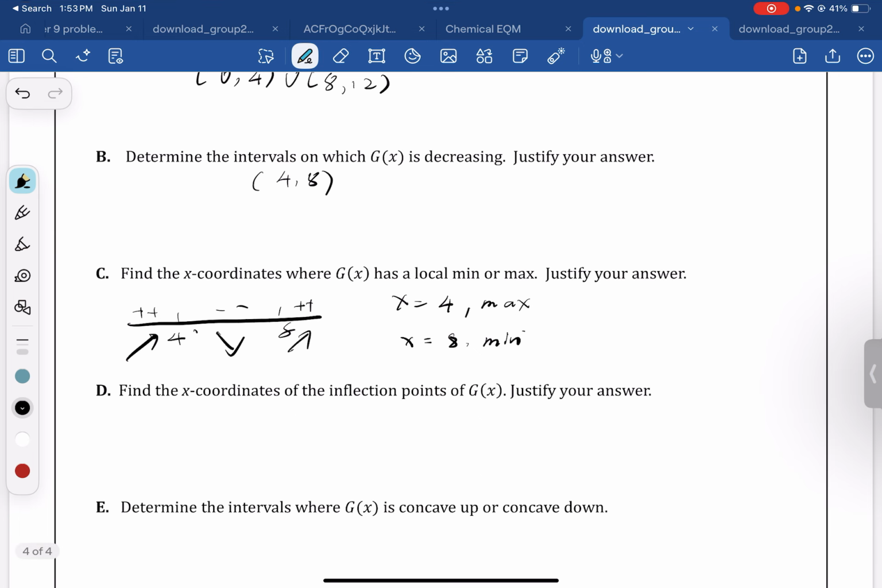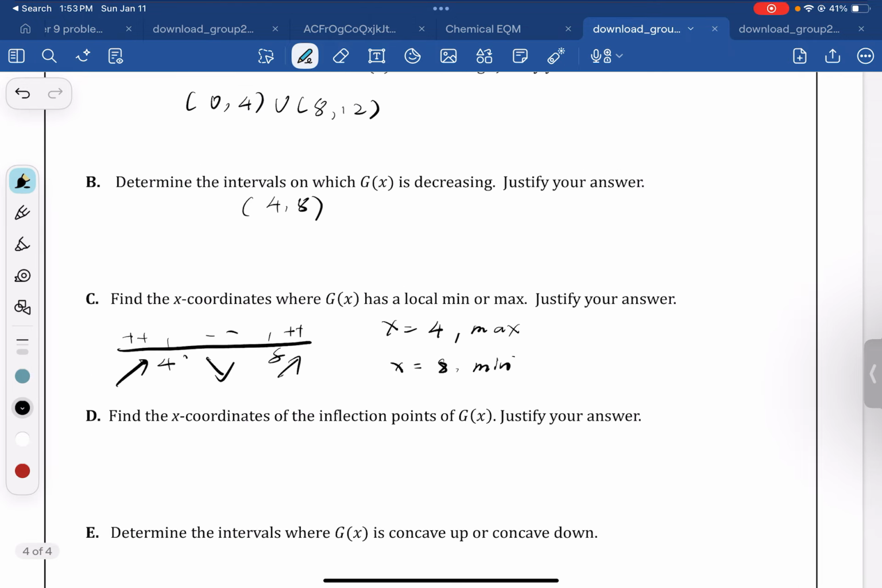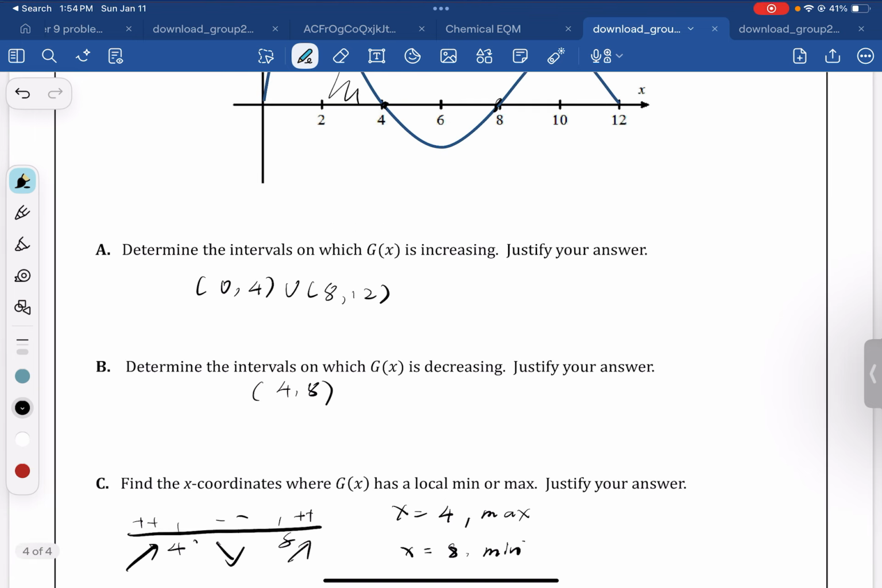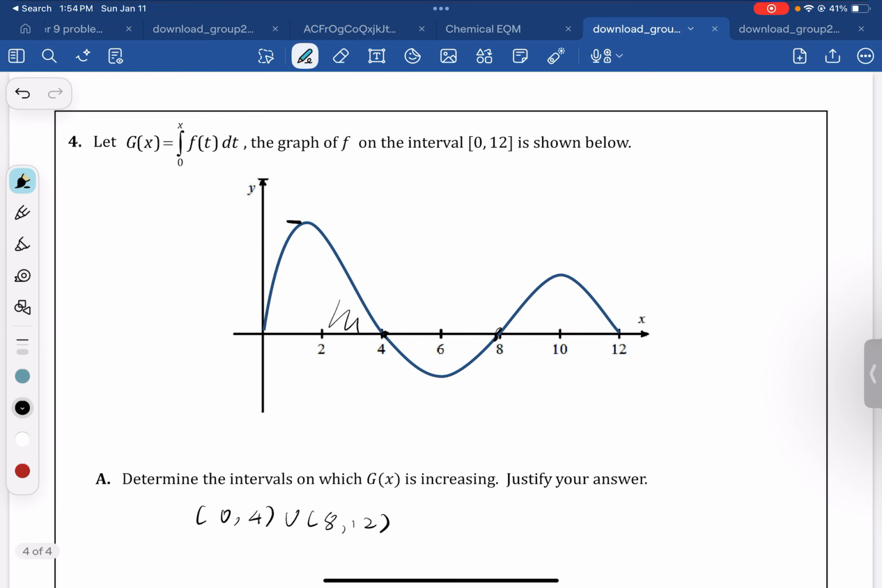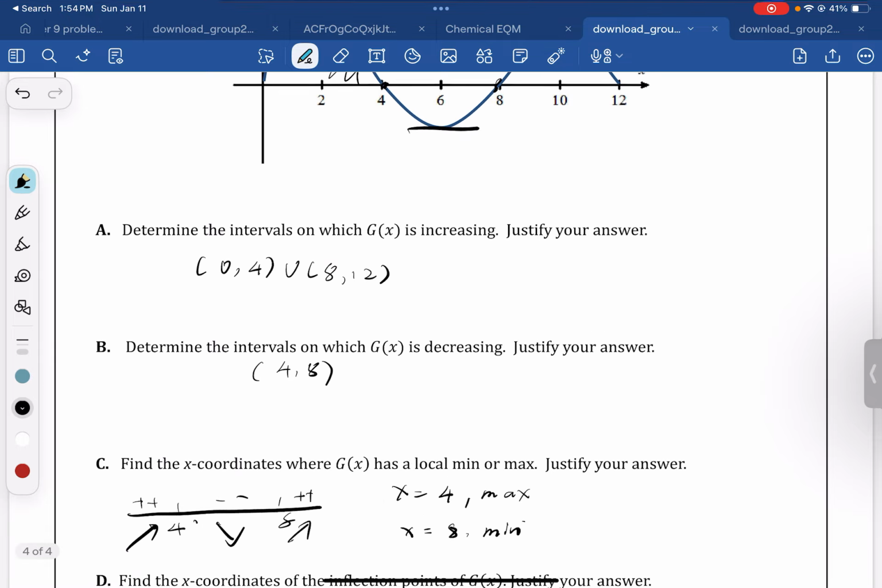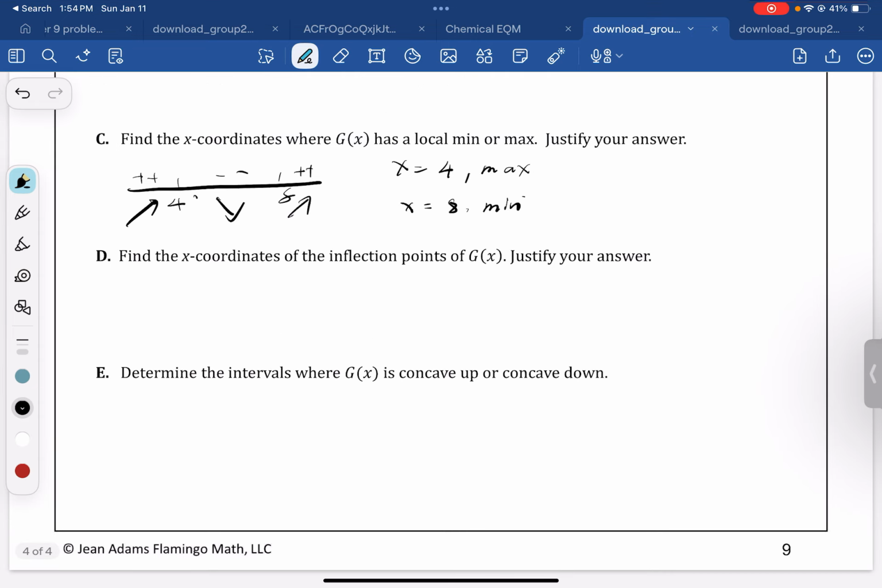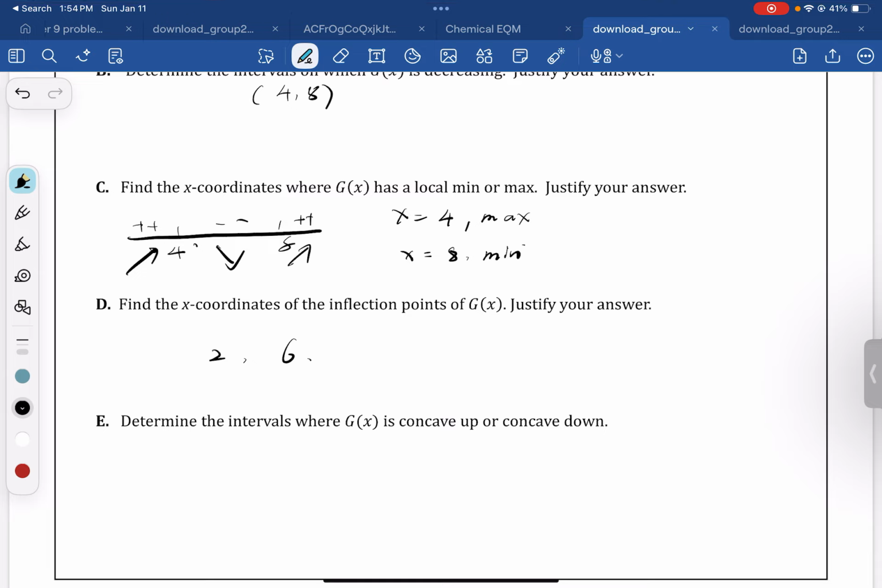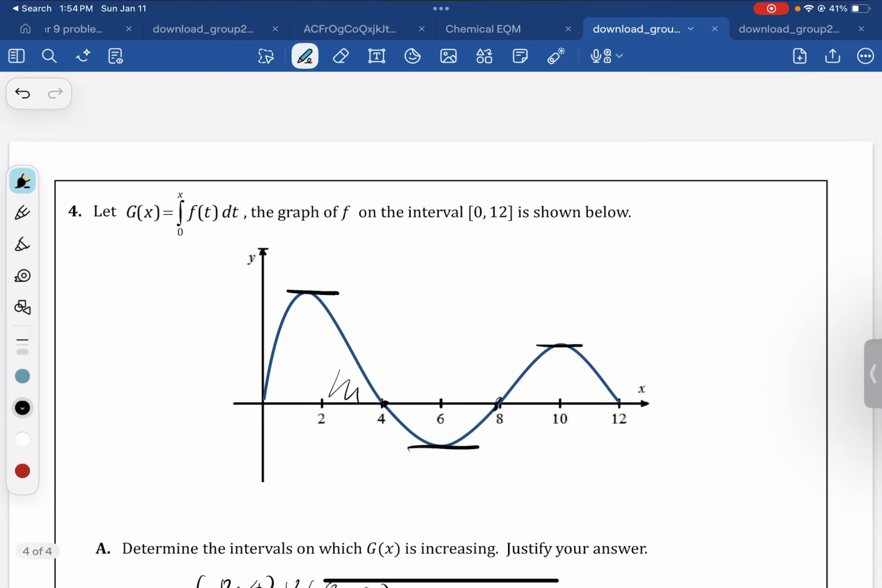So find the x coordinate of the point of inflection of g of x. So point of inflection means g double prime of x equals 0. So it's f prime of t equals 0. So f prime of t is 0 here at 2, at 6, and at 10. So at 2, 6, and 10, there's a point of inflection.